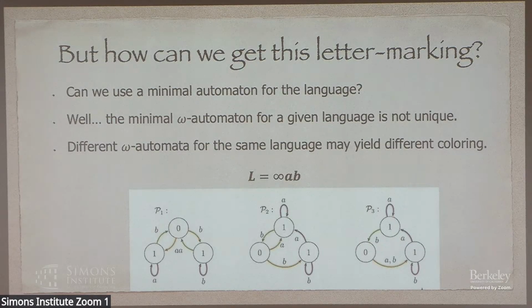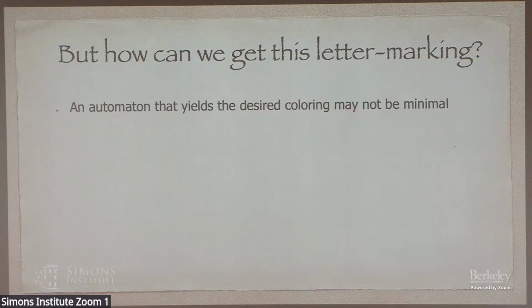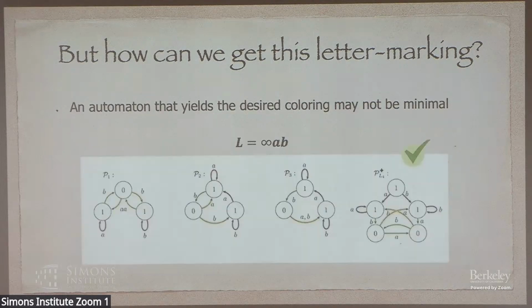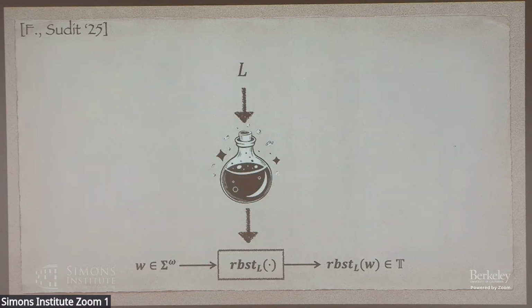So the question is, what do we do? Actually, this is the automaton that we would like for this example. It's not minimal. It has five states, but it gives us that this AB loop is the best thing you can get for this language. The question is, how do we get this automaton that we think reflects it better?